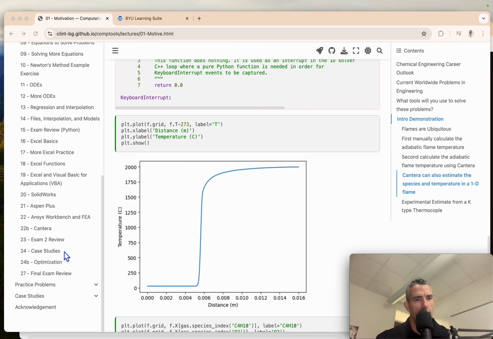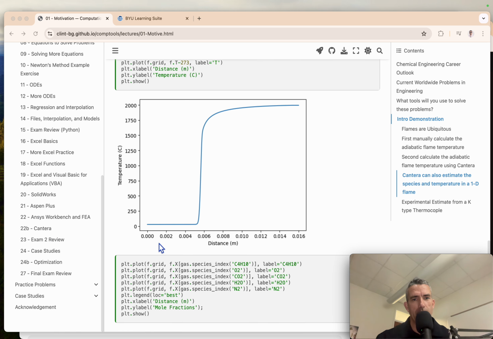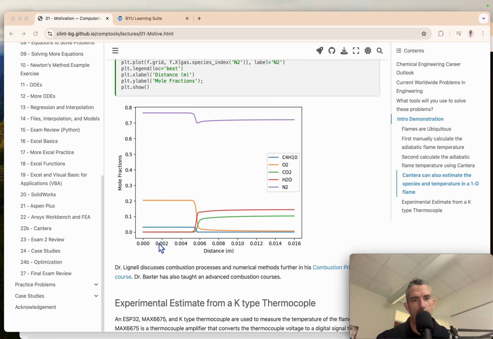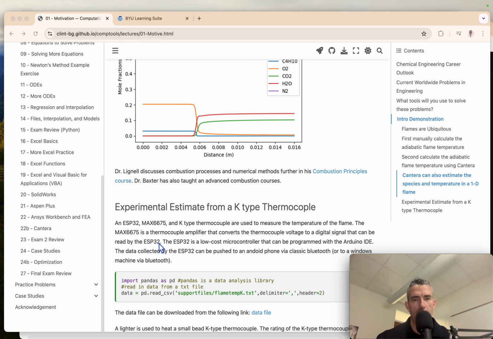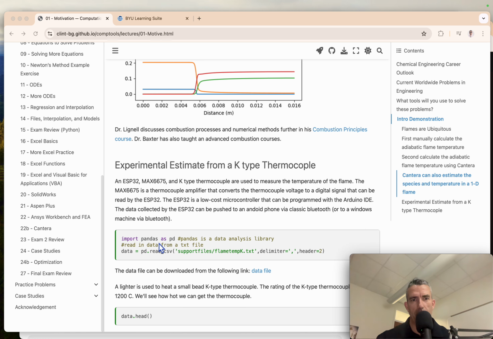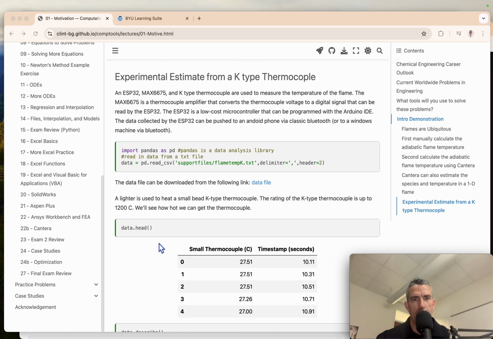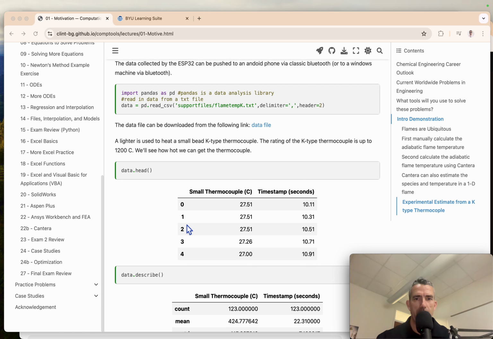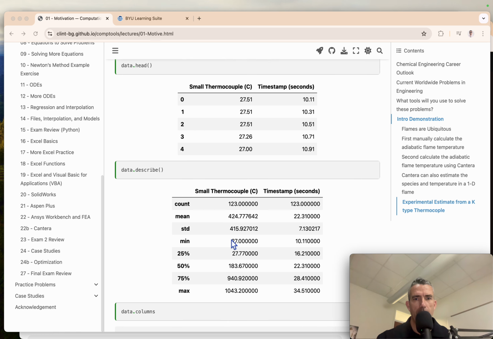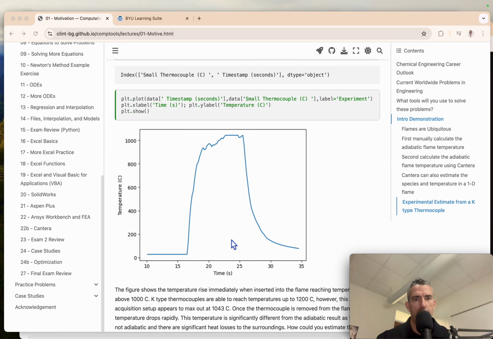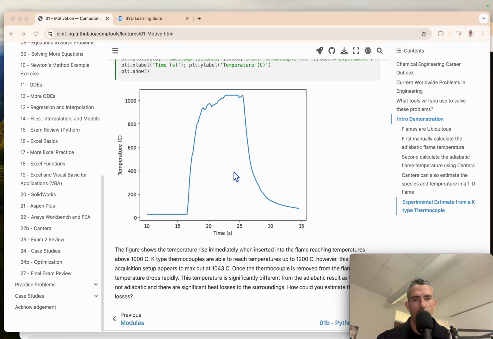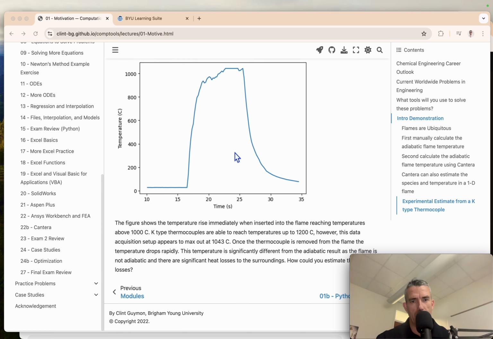Hopefully down here, after we get through some other computational tools. But this is just hopefully representing to you what you can do with Python from a chemical engineering perspective, specifically for flames. And here's an experimental setup where we can measure the temperature of the flame and then plot it out and compare it to what we observe theoretically. And you can see it's significantly lower temperature. Why would that be? You can think through that.